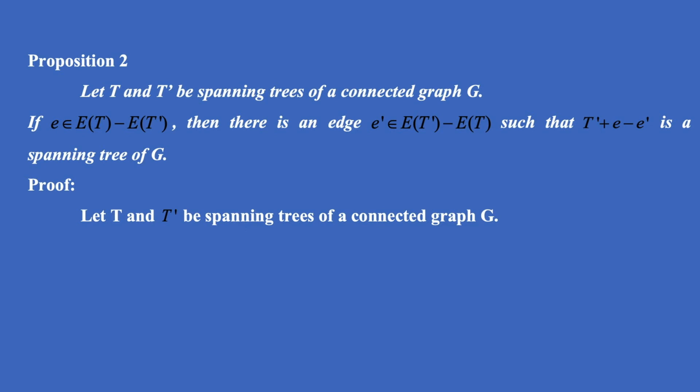Proposition 2. Let T and T' be spanning trees of a connected graph G. If e belongs to the edge set of T minus the edge set of T', then there is an edge e' belonging to the edge set of T' minus the edge set of T such that T' plus e minus e' is a spanning tree of G.